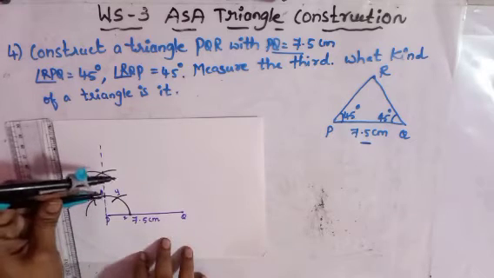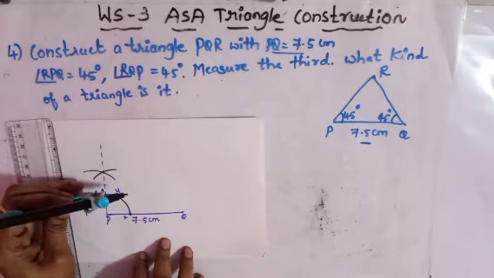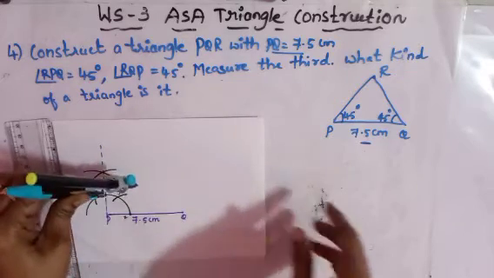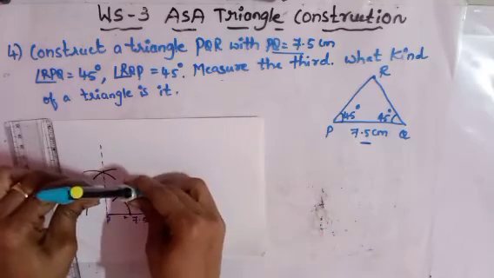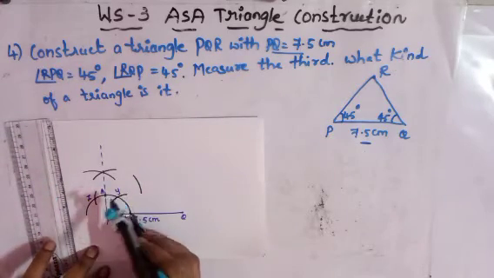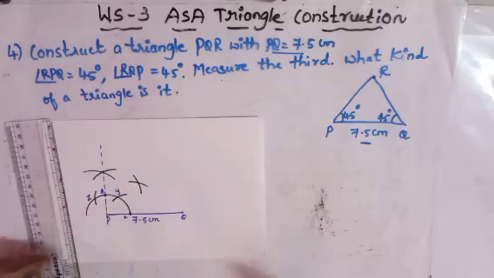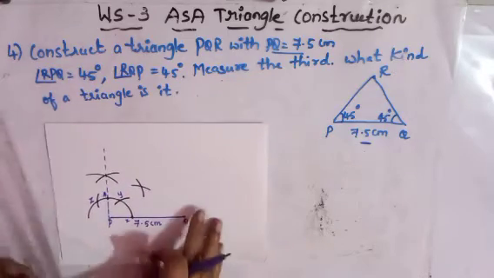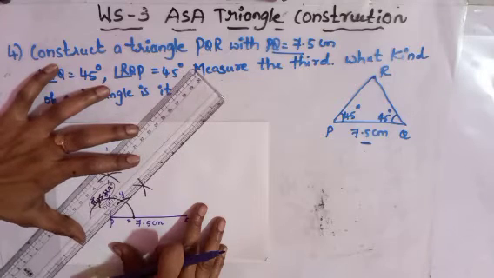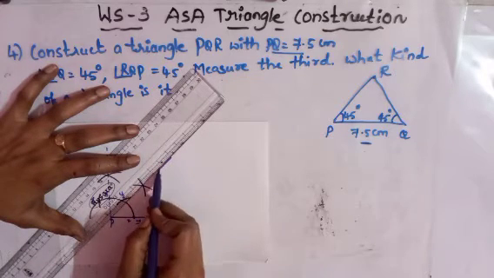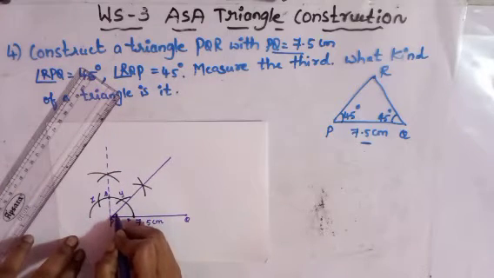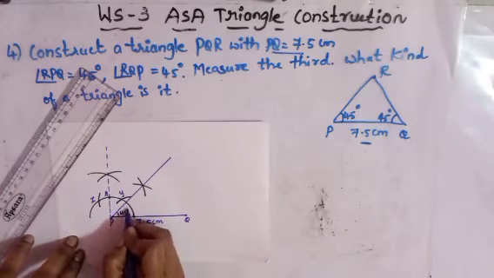Next, place the compass at A and draw an arc with a convenient radius, and place the compass at X. Draw one more arc where both arcs intersect. Draw a line from P. So we got now 45 degree. Now we got angle P is 45 degree.